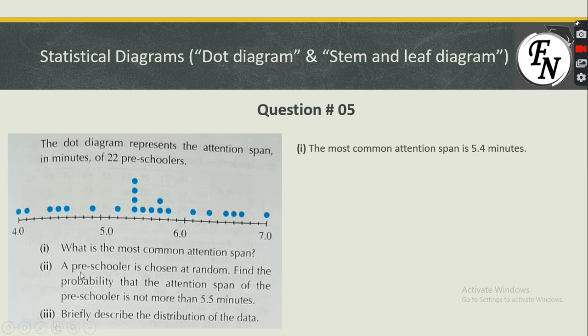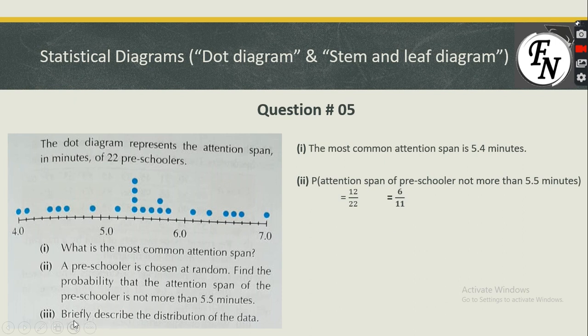In part B, we are asked that a preschooler is chosen at random. Find the probability that the attention span of the preschooler is not more than 5.5 minutes. So when I talk about not more than 5.5 minutes, all values up to 5.5 minutes are included, and we divide by 22, the total, to obtain the probability. So this is 12 over 22, and we have cancelled it by 2 to obtain 6 over 11 as the simplest fraction.